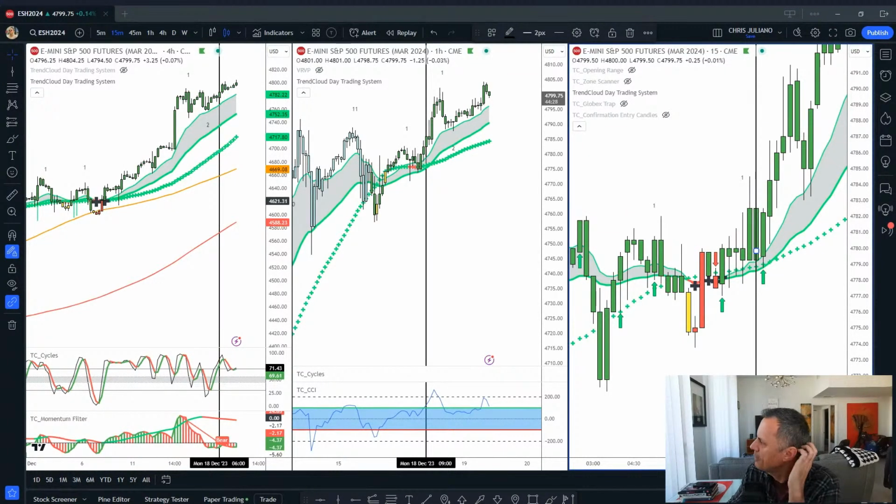What's this, Hitch? Piper Sandler upgrades. Oh, wow. Overweight from neutral, raises price. Wow. 31. Wow. Imagine getting in on that at 15 and riding that all the way up to 31. We'll take a look at it.